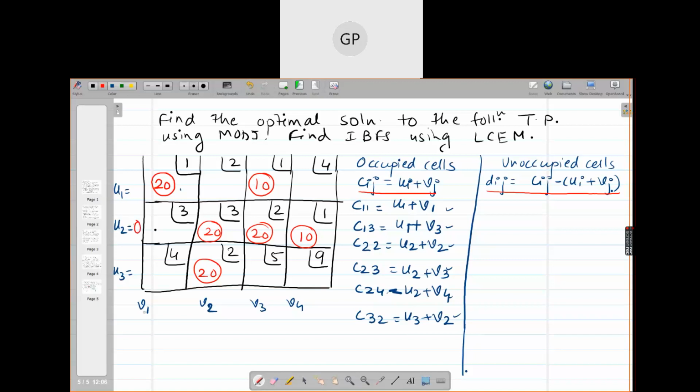समझ में आ रहा है क्या मैं क्या बोल रही हूँ? Yes. हाँ, set that variable equal to 0. The row in which you have maximum allocations or the columns which you have maximum allocations, corresponding variable is to be set equal to 0. So row 2 has maximum allocations. Therefore, I am setting the U2 variable which corresponds to rows equal to 0. So U2 अगर मैंने 0 कर लिया, so what will be the answer of V2?